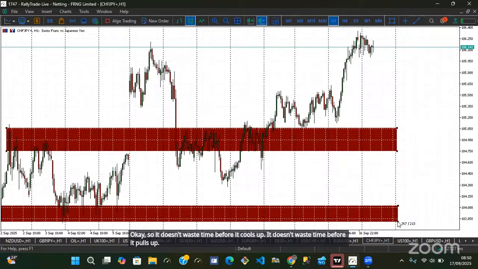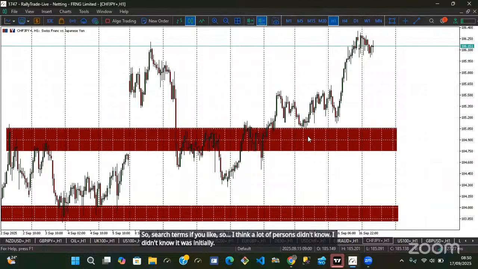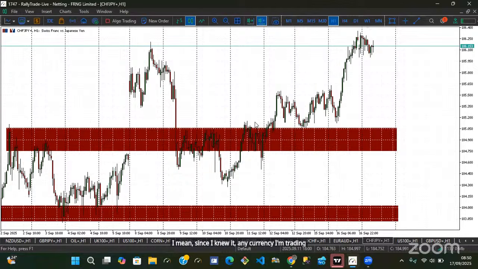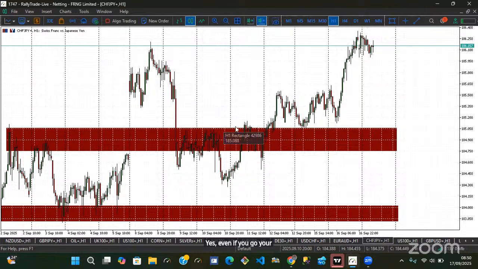So CHF JPY. I think a lot of persons didn't know. I didn't know it too initially. But since I knew it, any currency I'm trading against the CHF is in trouble. So hence I want to bank on it. But you need to wait for your entry points. You need to still understand how to analyze it. Doesn't mean you should just go and be buying or selling it randomly at any point. Even if it goes in your favor immediately, if you are lucky, worst case you will have some drawdowns before it finally goes.